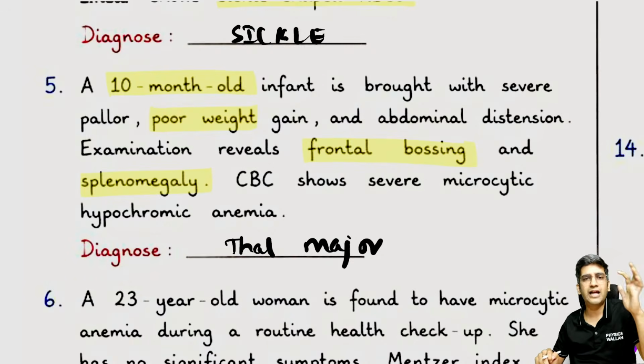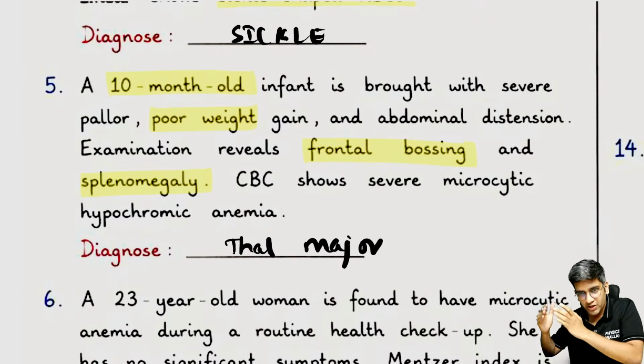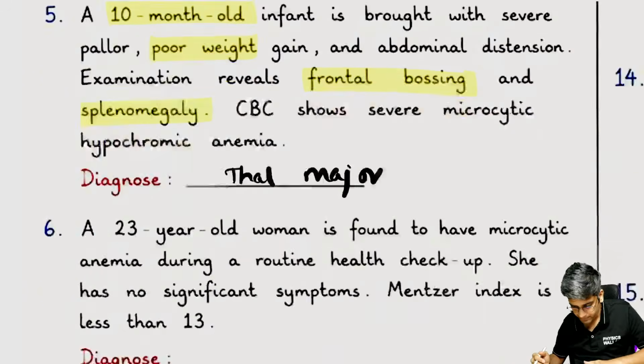It cannot be thal minor. Writing just thalassemia is laziness, right? Completely. Thal major will be an appropriate answer. Beta thal or alpha thal doesn't matter for me. Predominantly beta thal, right? Not just thalassemia. It should be thalassemia major. Fine. Next.